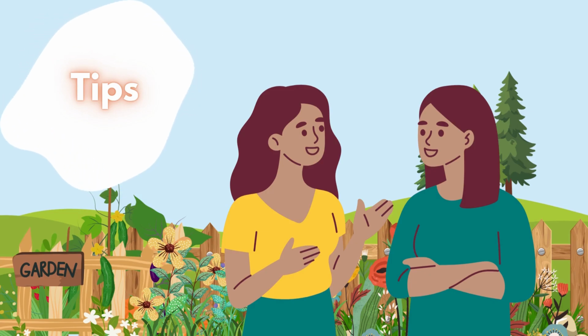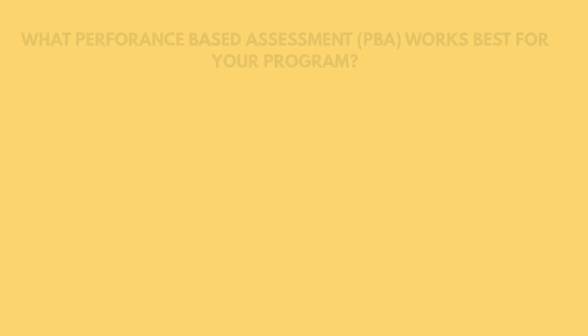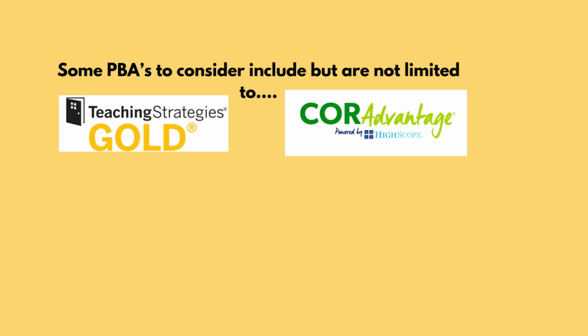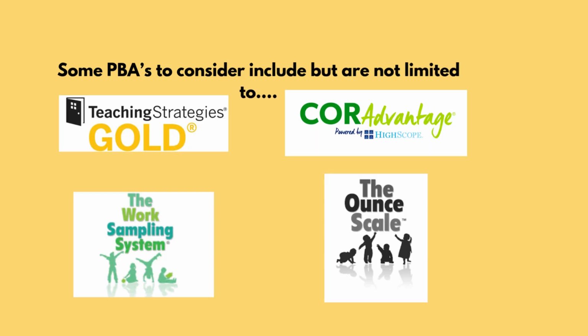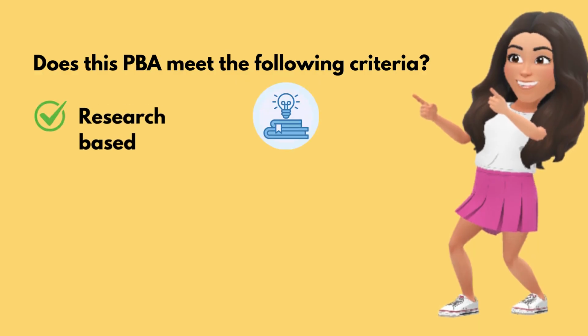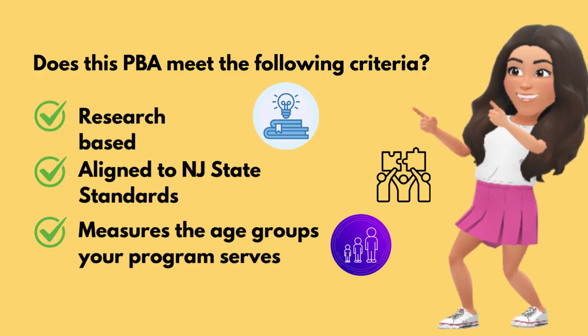Here are some tips. Should you choose to pursue this standard, consider what performance-based assessment works best for your program and your chosen curriculum. Some PBAs to consider include, but are not limited to, Teaching Strategies Gold, HighScope Core Advantage, Work Sampling System, or the Ounce Scale. Please make sure your PBA of choice is research-based and aligned to New Jersey state standards and measures the age groups your program serves.